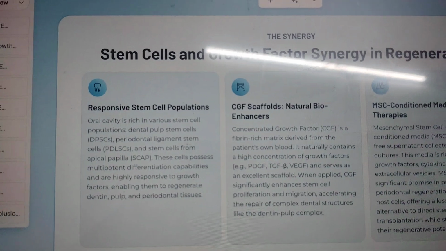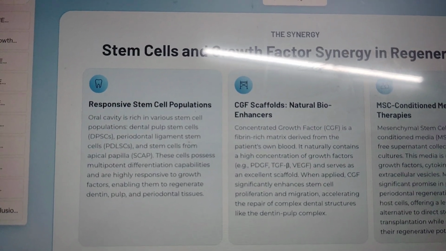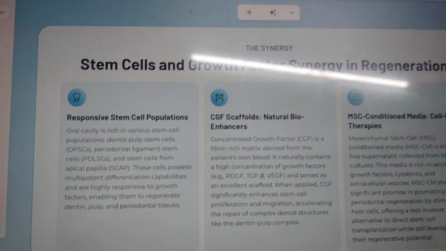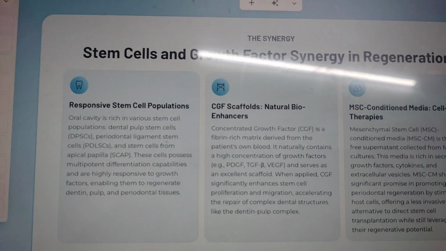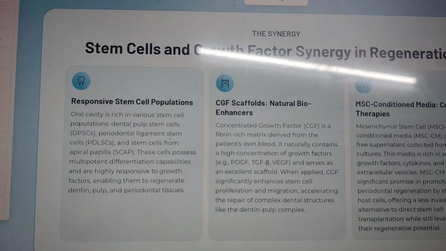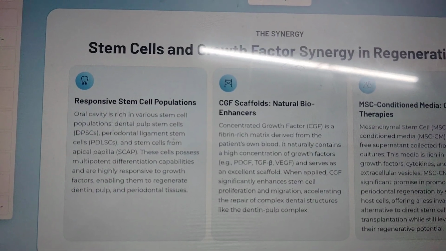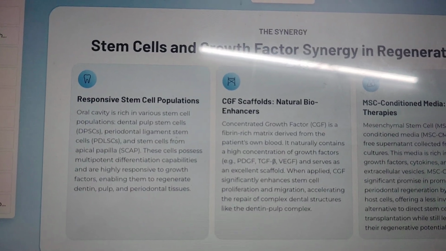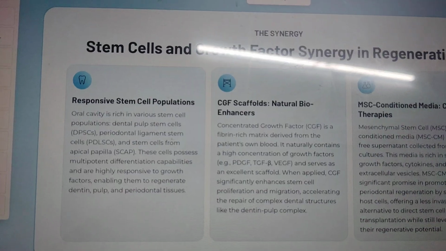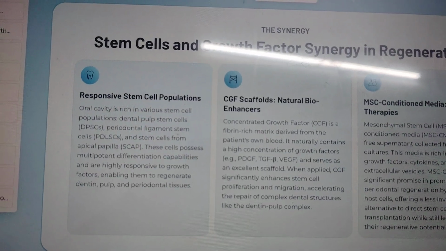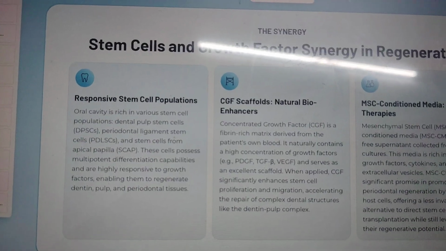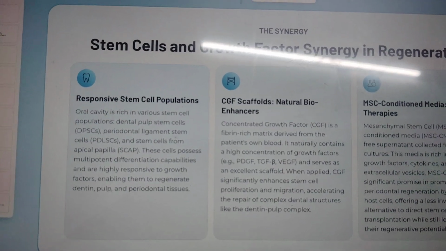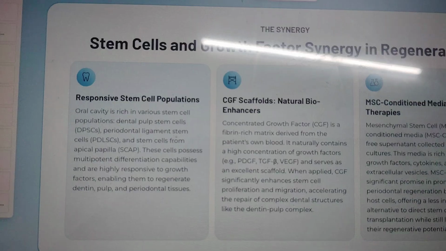periodontal tissues. CGF scaffolds, natural bioenhancers. Concentrated growth factor is a fibrin-rich matrix derived from the patient's own blood. It naturally contains a high concentration of growth factors such as PDGF, TGF beta, and VEGF and serves as an excellent scaffold. When applied, CGF significantly enhances stem cell proliferation and migration, accelerating the repair of complex dental structures like the dentine pulp complex.